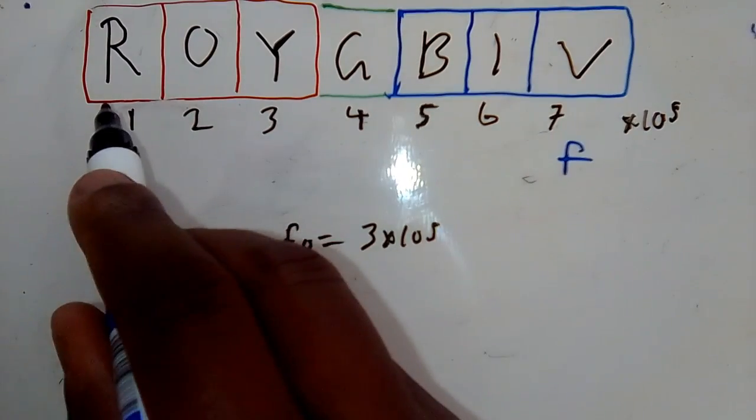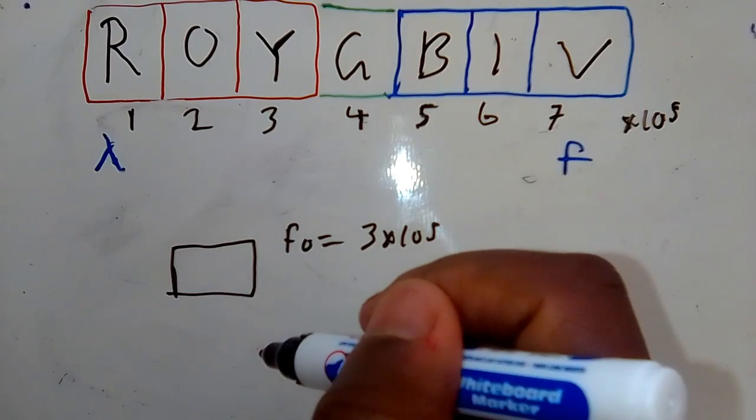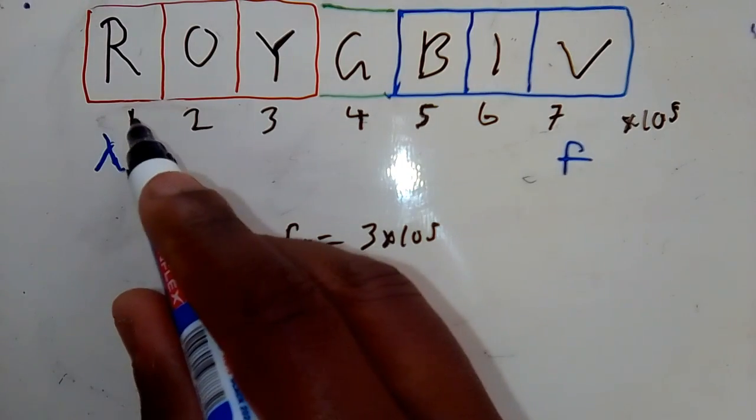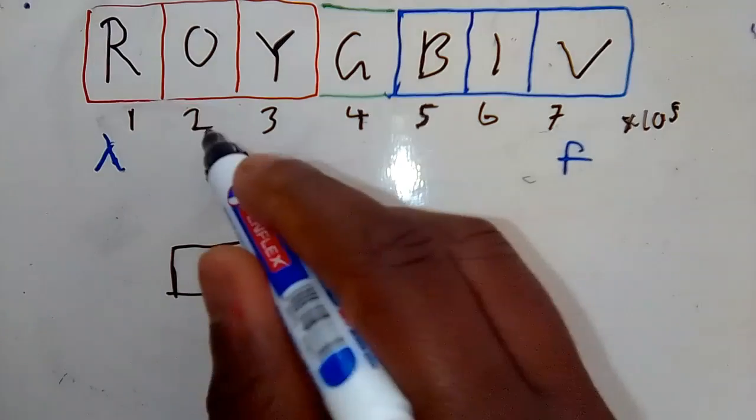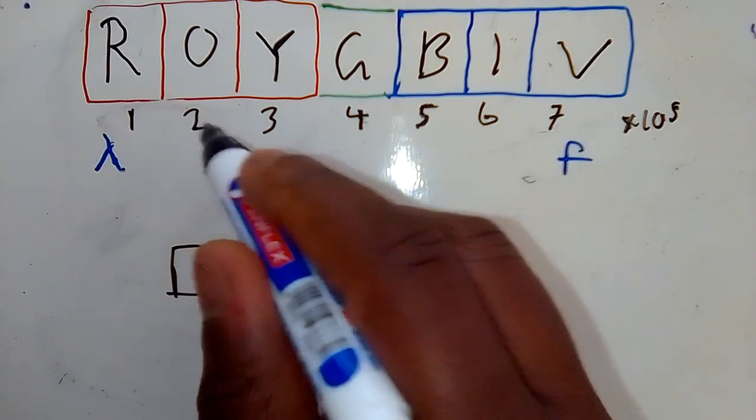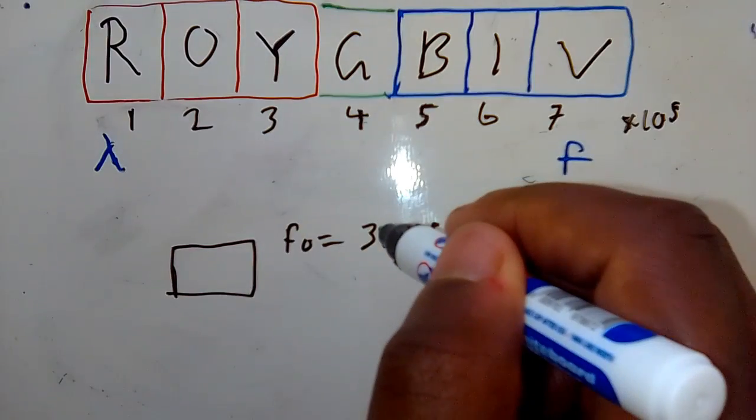So if I take a red light and shine it on this metal, electrons will not get ejected from the surface, because 1 times 10 to the power of 5 is lower than the threshold frequency. If I take an orange light, it's still the same, lower than the threshold frequency. If I take the yellow light, it's equal to the threshold frequency.